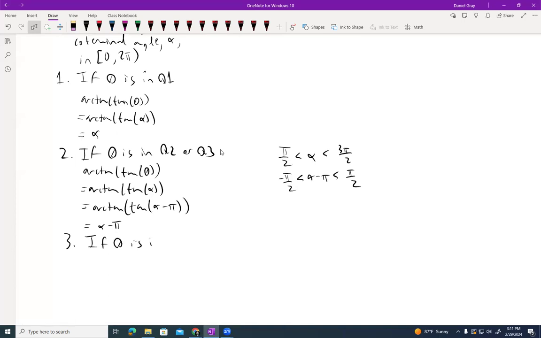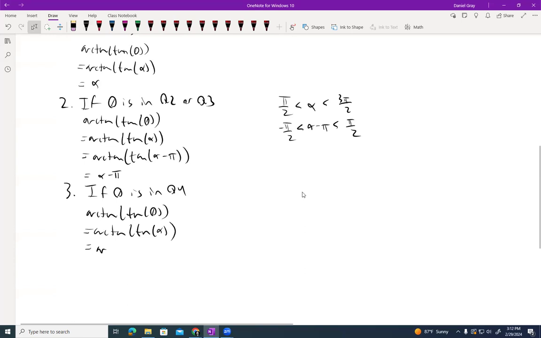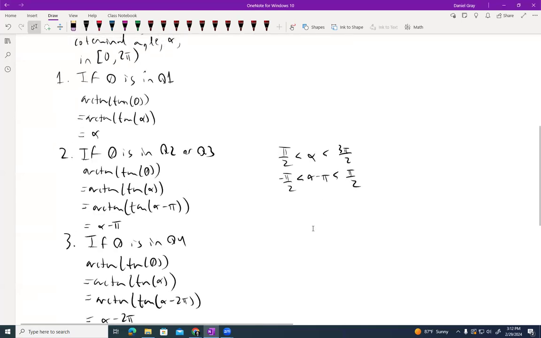If theta is in quadrant 4, well, then we have that arctangent of tangent of theta is equal to arctangent of tangent of alpha. But the problem is that your alpha is between 3 pi over 2 and 2 pi, and you need it to be between negative pi over 2 and pi over 2. So in order to make that happen, we could just find another coterminal angle. Alpha is too big, so we'll subtract 2 pi from it. And then now this will be between negative pi over 2 and 0. So the arctangent and tangent will cancel off, and we'll get alpha minus 2 pi. Just like we did for arcsine.